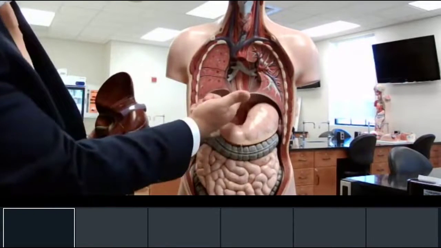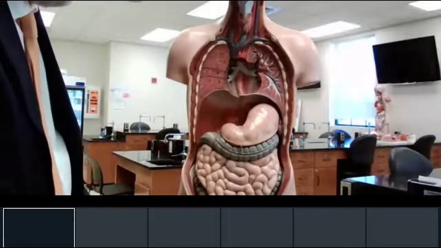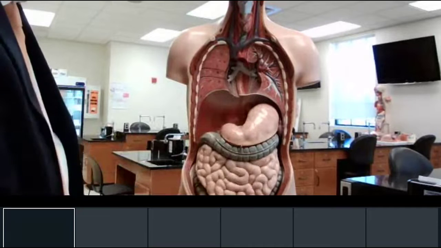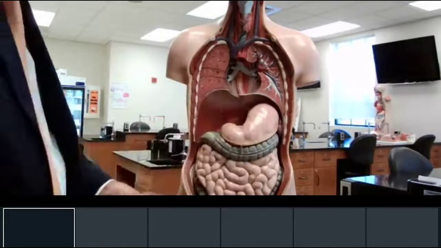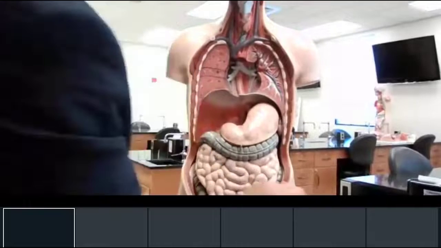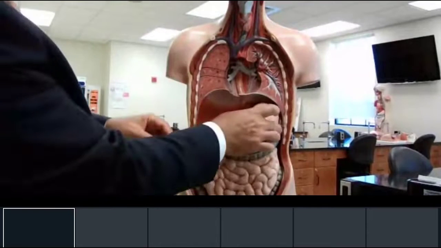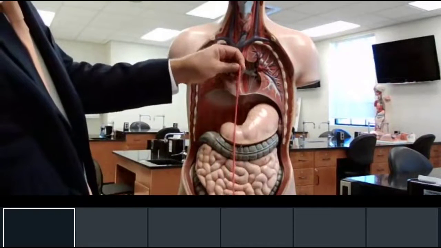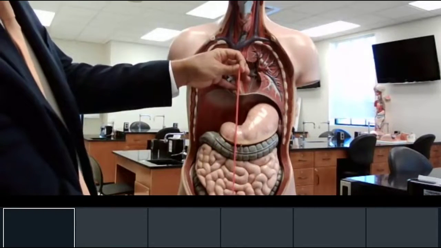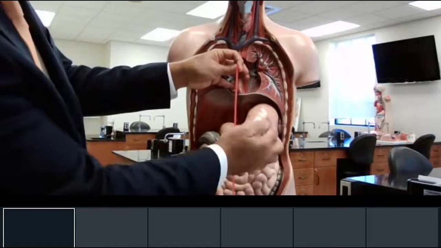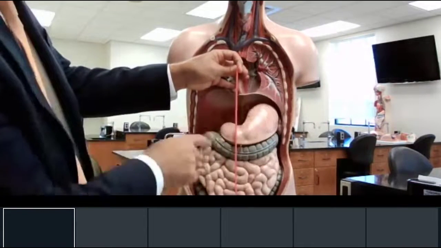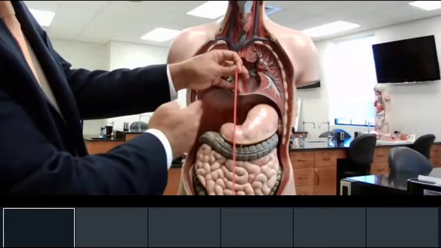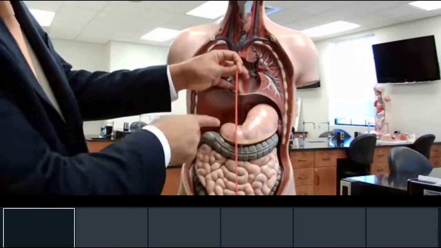Okay, so here's the diaphragm, the main muscle of respiration. It separates the thoracic cavity from the abdominal pelvic cavity. So we remove the liver. Okay, here's the stomach. If we drew that line right here in the center, we can see that most of the stomach is in the left upper quadrant. You see that? Only the distal part of the stomach will be found in the right upper quadrant.